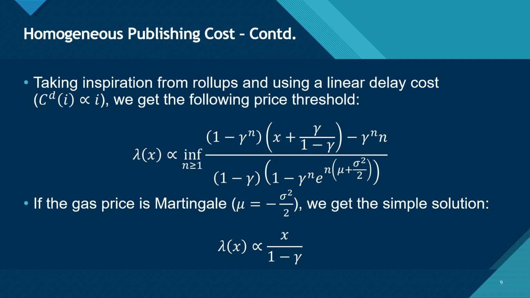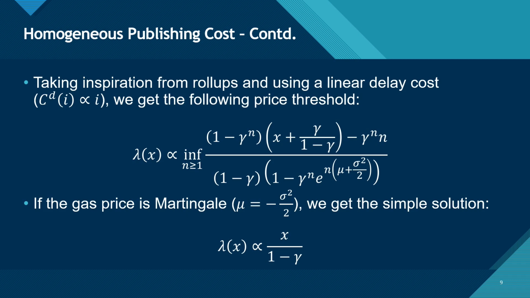But if the discount factor is very small, so for example, if we wait even one time step, then the publishing cost is much lower for us. Then of course we're gonna want to wait for the next time step.